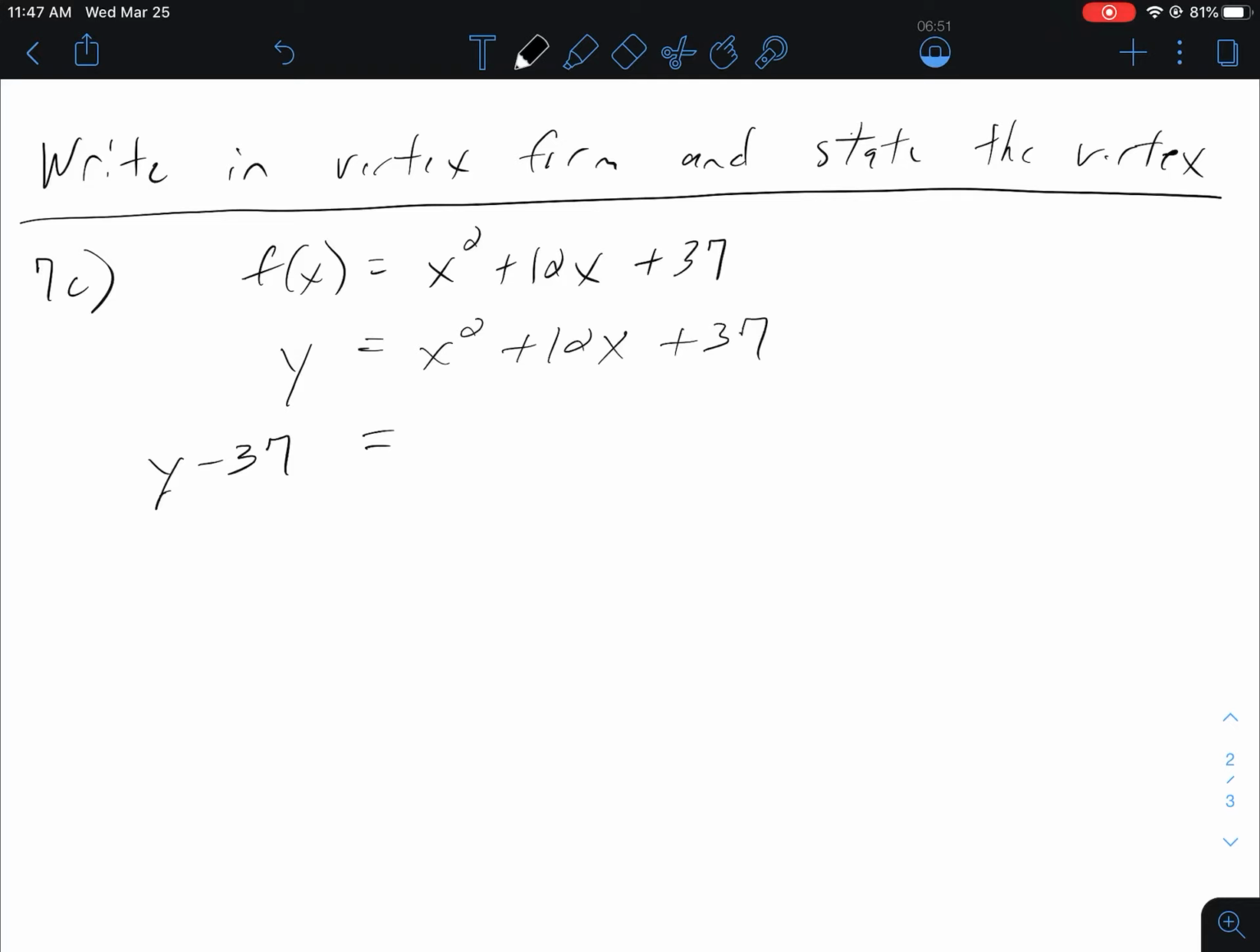Okay, when you were solving for x, you would make that y 0, right? And that's why you had nothing else there. But when we're trying to get it into vertex form, you still need the y there. So subtract 37, that's going to leave us with this.